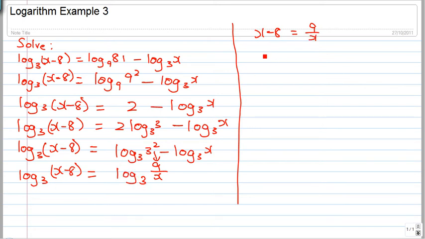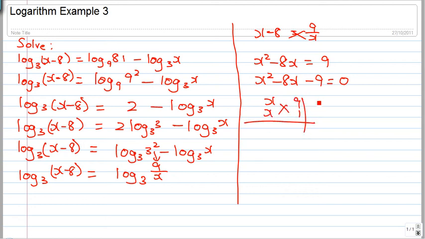Alright, so could you cross multiply? X times x will give you x squared. X times negative 8 will give you negative 8x equals 9. So x squared minus 8x minus 9 equals 0. Now this is a quadratic expression.